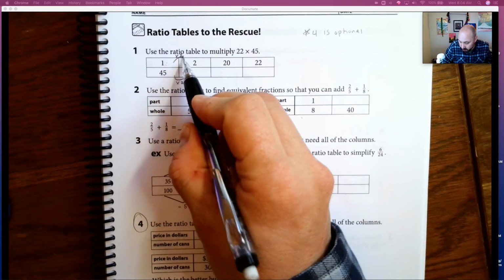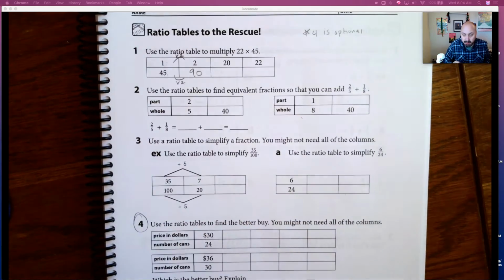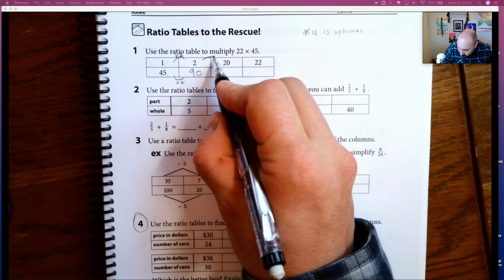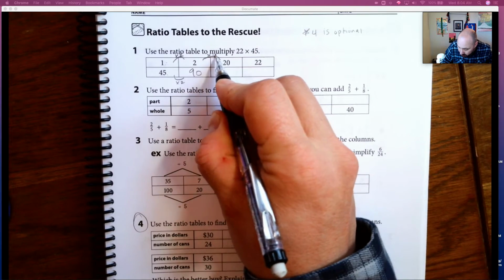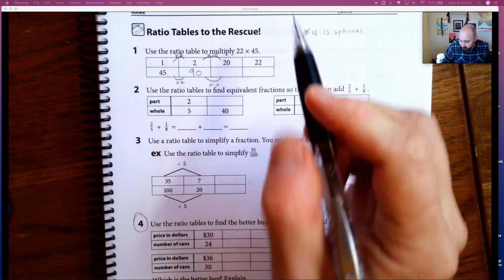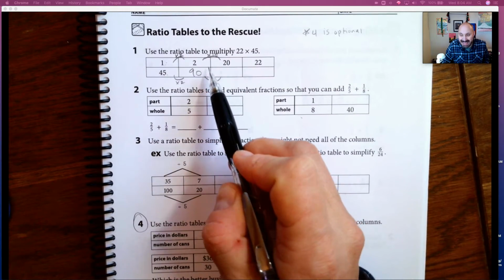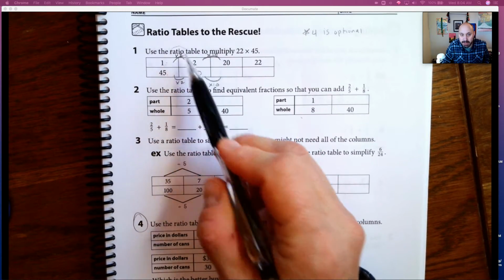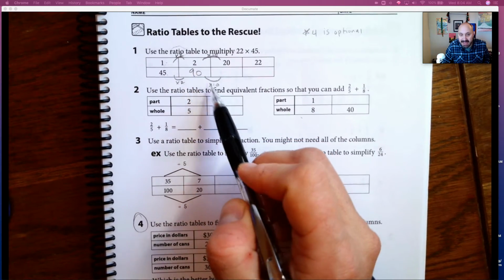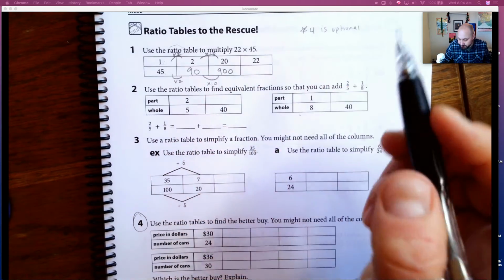So 1 times 2 is 2. 45 times 2 is 90. Double of that is 90. And then we ask ourselves, okay, how did we get from 2 to 20? Well, we multiply by 10. So whatever you do to the bottom, you have to do to the top, or whatever you do to the top, you have to do to the bottom. It has to stay the same ratio. That's why it's called a ratio table. So 2 times 10 is 20. 90 times 10 is, believe it or not, 900.